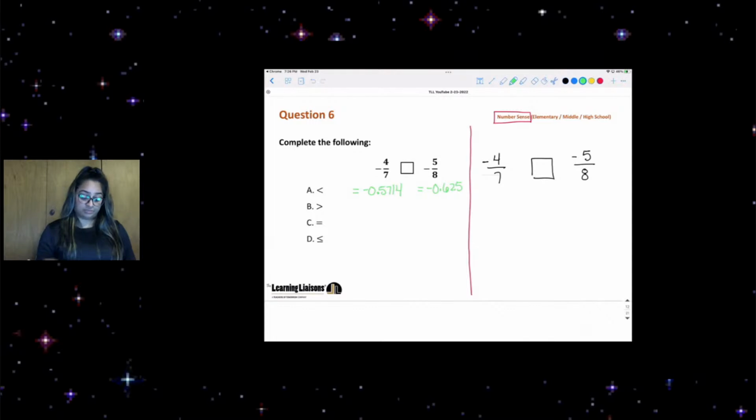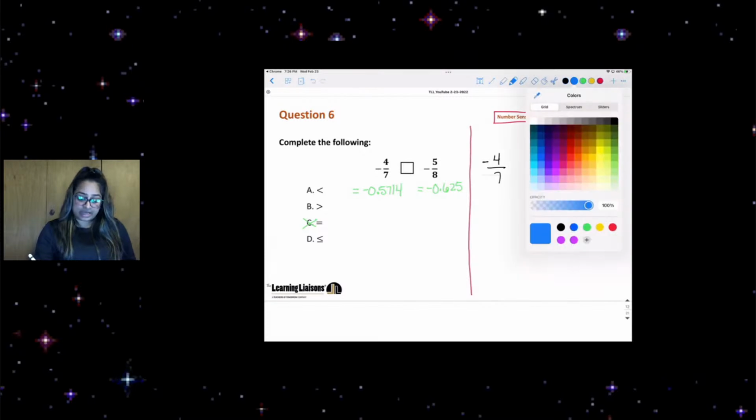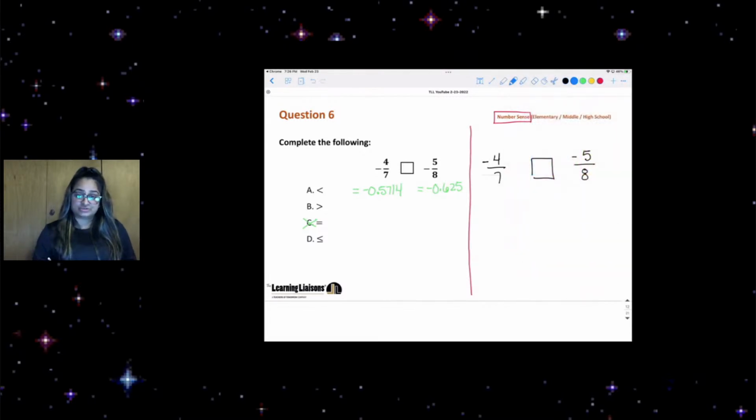Okay, well now I have to figure out which sign, A, B, C, or D, will go into the box for the missing portion. Well, it's definitely not equal to, and I have to figure out which one is larger. Well, staring at the numbers isn't going to help me. The best thing I can do is to say, let me put it on a number line. Here is positive 1, 0, negative 1.